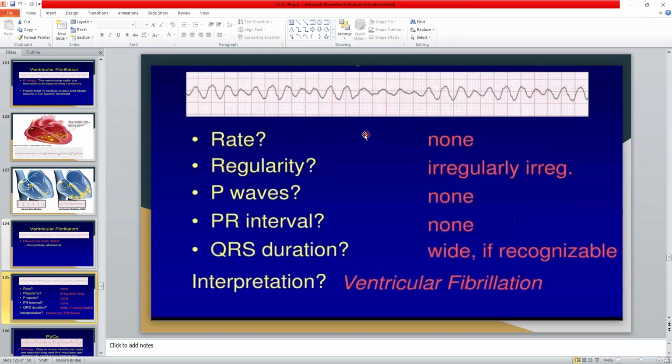See, rate, you can't measure the rate because there is no regular rhythm. So P waves, can you see? No, you cannot see the P waves. Can you measure the PR interval? No, you cannot measure. QRS duration is irregular. Sometimes it is very wide and sometimes you cannot measure also. So interpretation is atrial fibrillation.